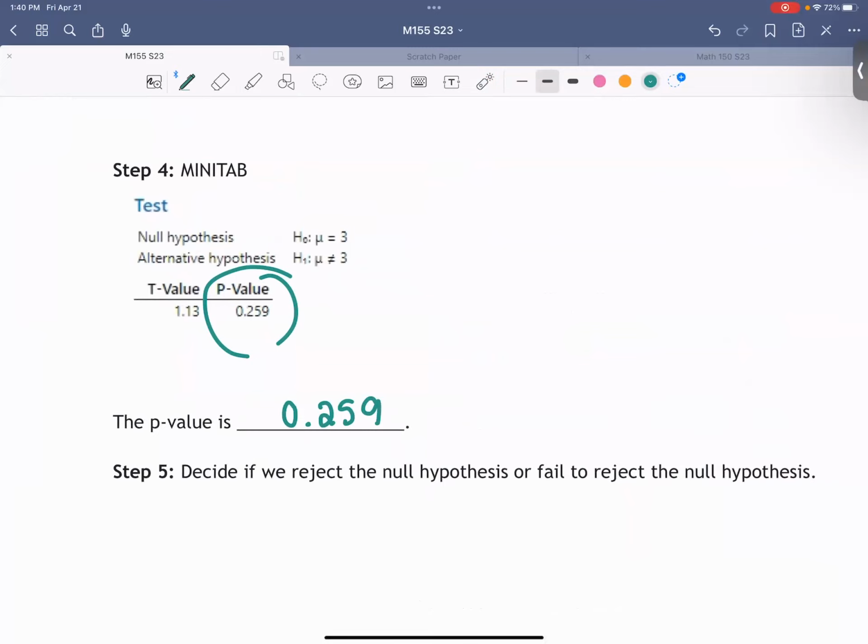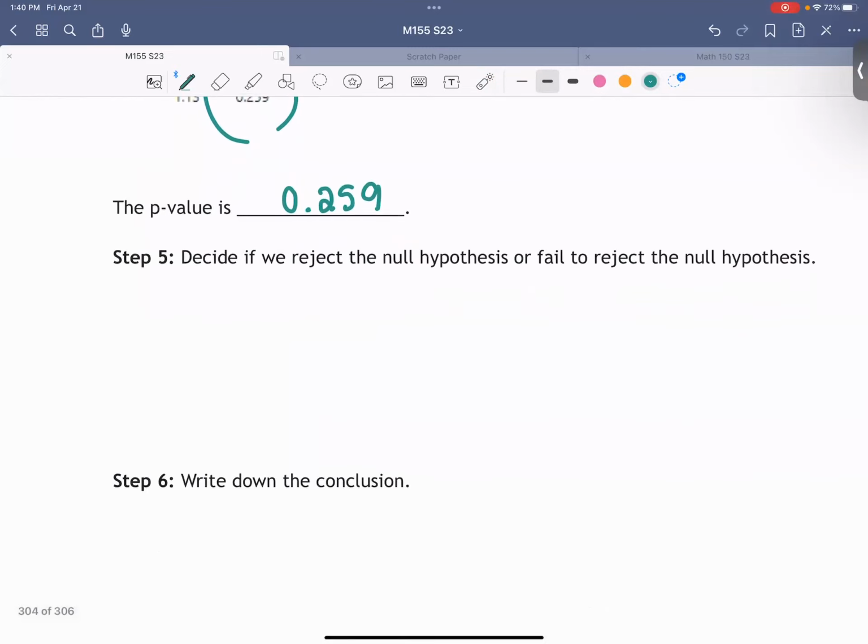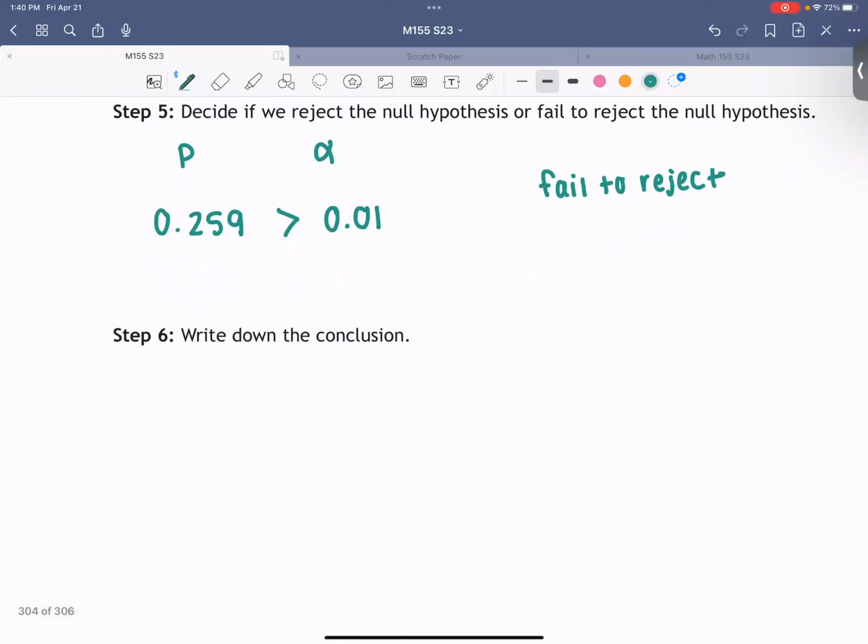And then, well, we have to decide if we reject or fail to reject. We do that by writing p and alpha next to each other. P is 0.259. The question gives us what alpha is, 0.01. I think it's pretty obvious that p is a lot bigger than alpha, right? So if p is bigger, do we reject or fail to reject? Fail to reject, good. So fail to reject here, okay. And if we fail to reject, do we start with we conclude or not enough evidence? Not enough evidence, good. This is probably good for your quiz.